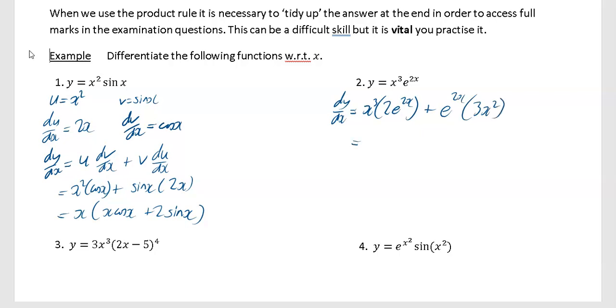Now here, what you can do is factorize out, and all you can factorize out here really is going to be an x squared and e to the 2x. So do a square bracket. What you're left with inside then is going to be 2x and 3, and that's it. Okay, and that's that one done.